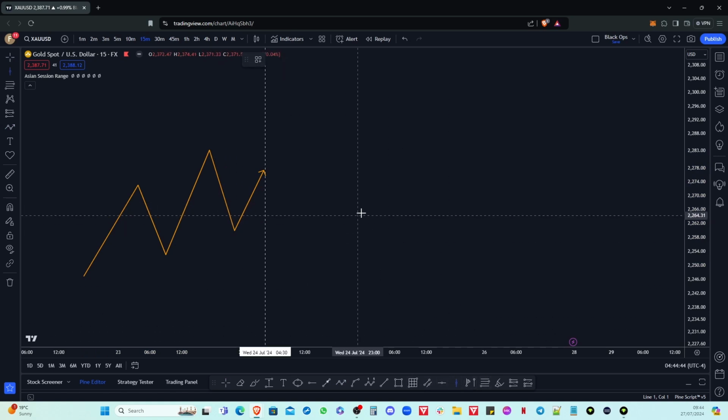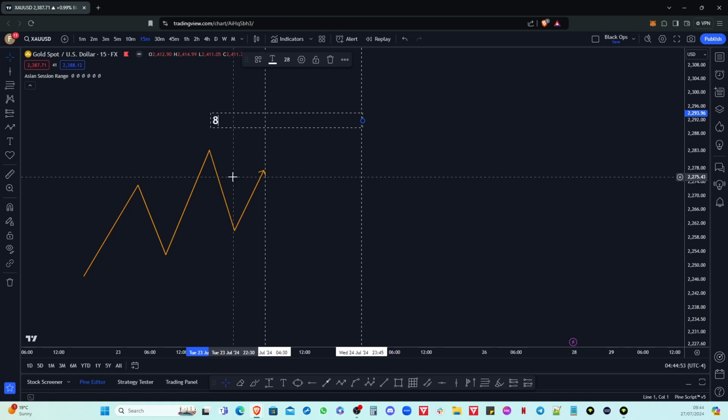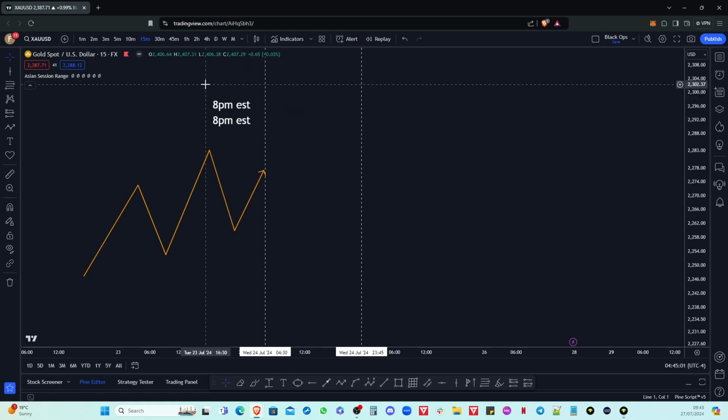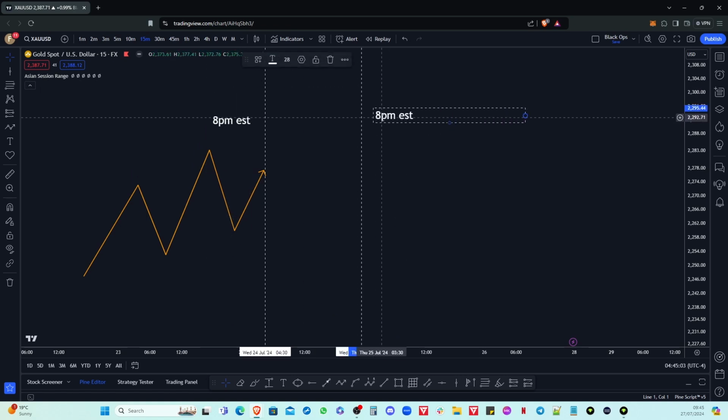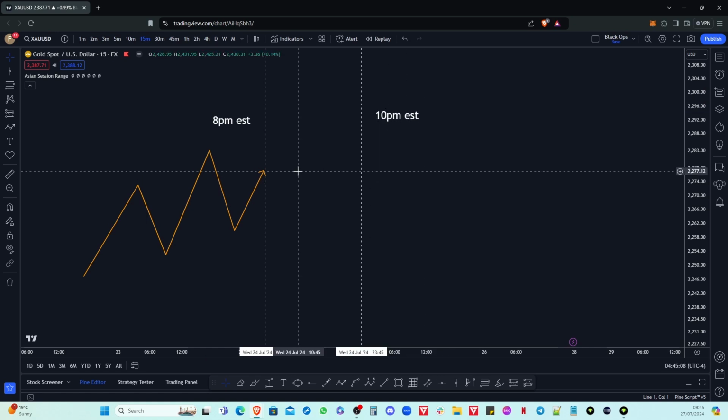We then want to be active on the charts and looking to take trades at certain times. We want to start looking for trades at 8 p.m. EST, and then we want to stop looking for trades with this strategy at 10 p.m. EST. So you have a 2-hour window to take trades within. It also means we have a 2-hour time frame to look for something to happen, and if it doesn't happen, we can essentially walk away from the charts.